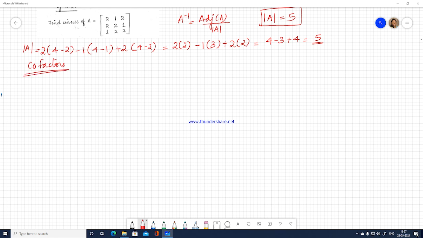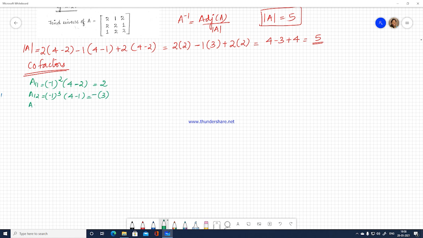Now let's find the cofactors. So in order to find the adjoint of A, we have to get the cofactors. So A11 is equal to minus 1 raised to 2. That is 4 minus 2. We'll get it as 2. A12 is equal to minus 1 raised to 3. Then 4 minus 1. That is minus of 3.